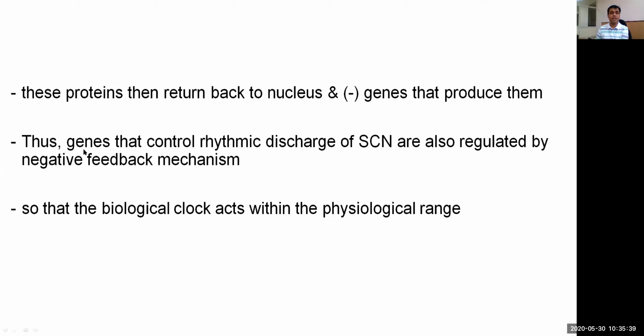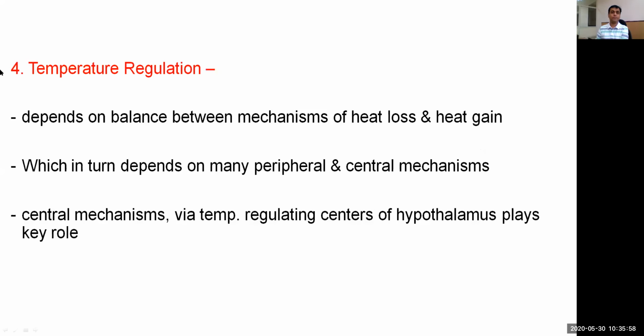And thus we can say the genes that control the rhythmic discharge of the suprachiasmatic nucleus are also regulated by negative feedback, so that the biological clock, that is, the suprachiasmatic nucleus, acts within the physiological range or the physiological limits. Next, a very important function is temperature regulation of the body.